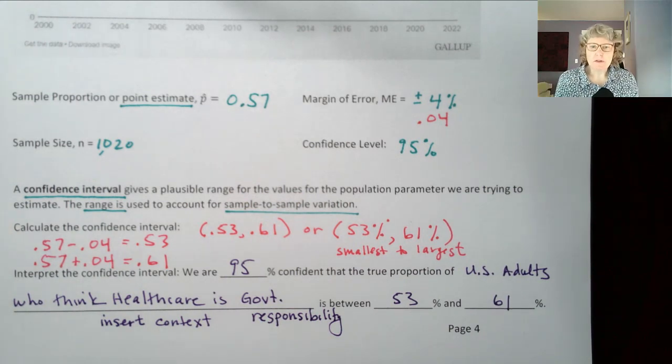So we're 95% confident that the true proportion of U.S. adults who think healthcare is the government's responsibility is between 53 and 61%. It doesn't mean we know that it's between there, but we're pretty confident. I hope this gives you a good introduction to confidence intervals, and we'll get more specific into what all this means in the next video. Okay, I'll see you there.